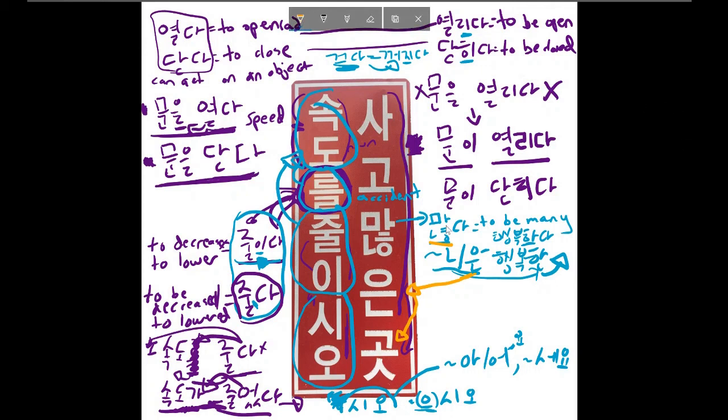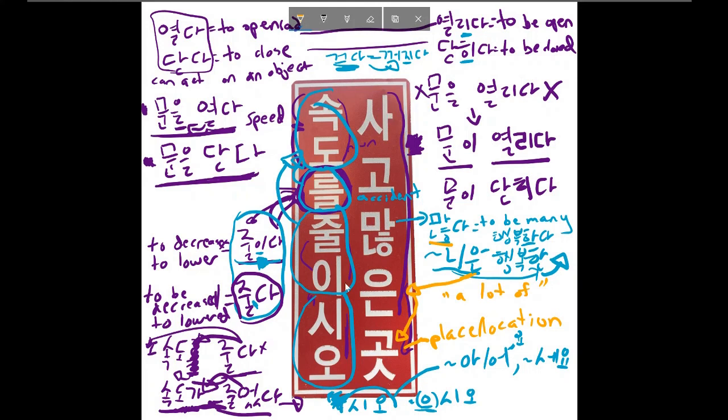So what I have is accident, many, and it's kind of hard to translate this without knowing this final noun here. This final noun means place or location. So what this means is a place where there are many, or a lot of, accidents. You could also say manta means a lot of. This is a place where there are a lot of accidents. And that makes perfect sense.